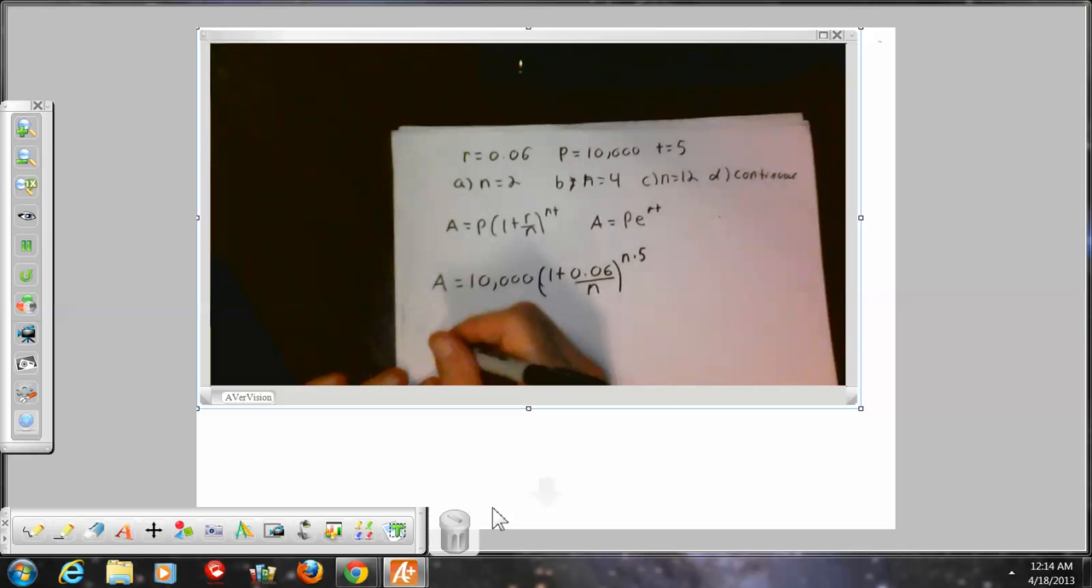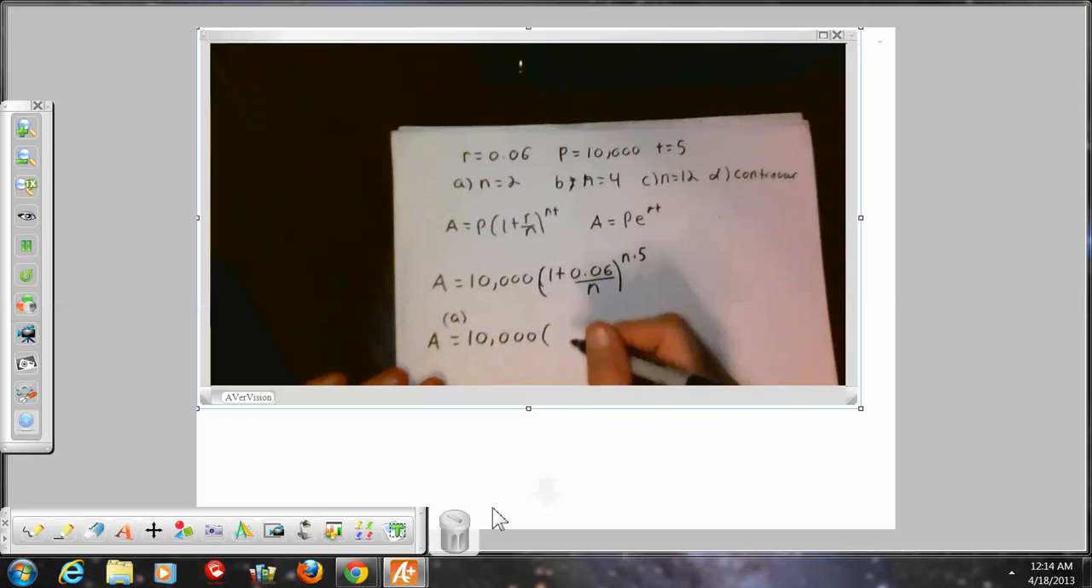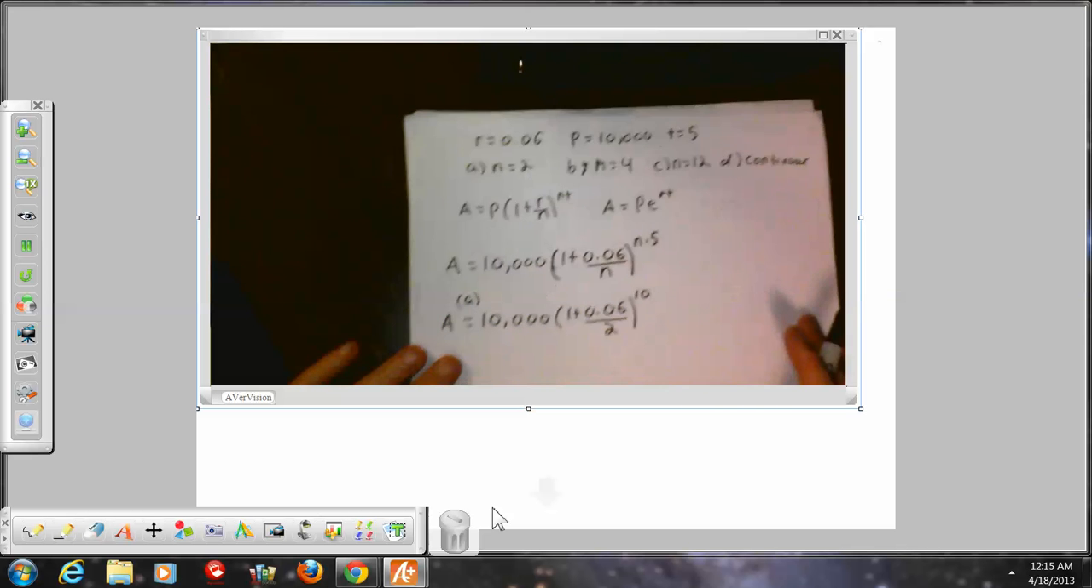Now for part A, n equals 2, so A is going to be equal to 10,000 times 1 plus 0.06 divided by 2, raised to the 5 times 2, which is 10. Because n is going to be 2 for this case, and 5 times 2 is 10. So we wind up with this.